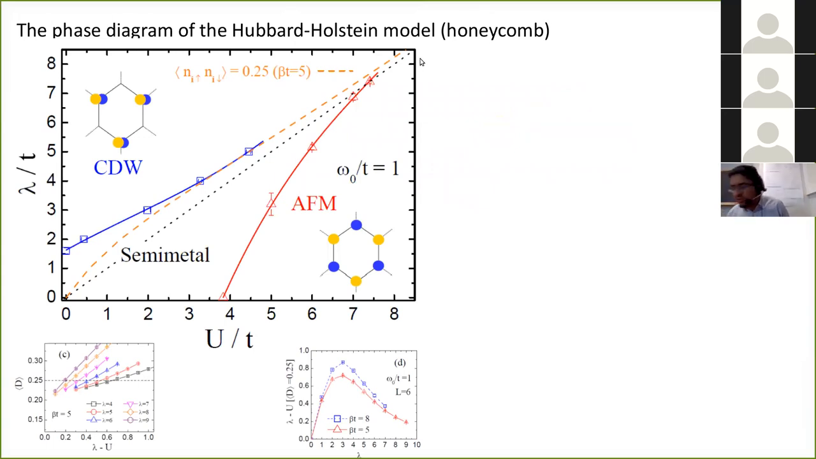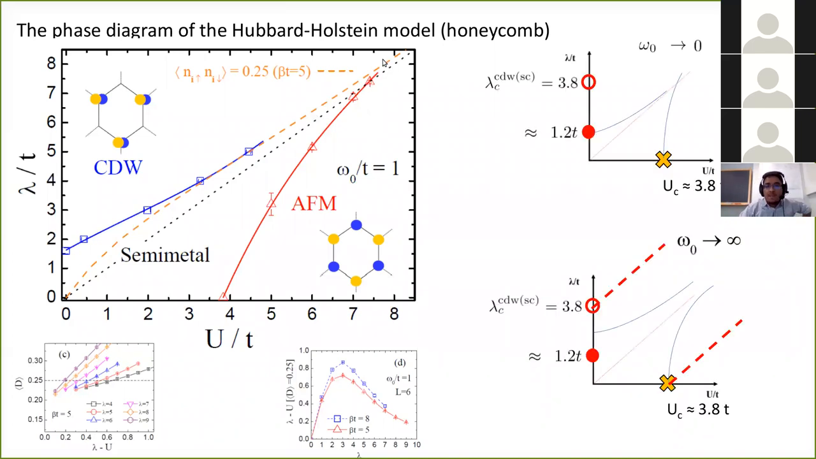I'm finishing, sorry, I'm almost over time. The point is that here we have a very bad sign problem for values of U larger than 4 or 5. So we cannot obtain up to this value, but we can expect that this dashed line here can describe the critical point. We can discuss it later if you want. The point is that this is the basic description of the phase diagram of the Hubbard-Holstein model in the honeycomb lattice. For a small lambda, you have a quick transition for both CDW or antiferromagnetism, but as you increase omega, you change these lines and it approaches these two red lines here.